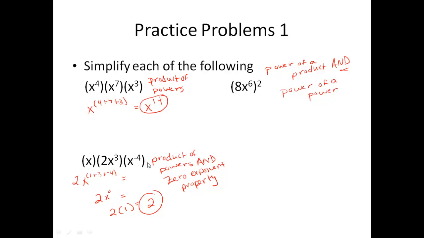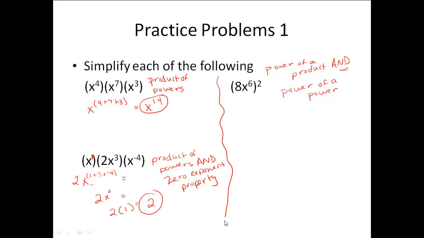The one down below actually ends up combining 2 of them. It's the product of powers, and then we'll use the zeroth exponent property. Now if you look at our product of powers, one thing that you have to understand is in this first x, even though you can't see an exponent there, there's a 1 there. Because if I didn't have anything, I wouldn't have that x. So I've got 1x there, 3 of them here, and negative 4 of them here. Well, when I apply my product of powers rule, 1 plus 3 plus negative 4 gives me 0. So I end up with 2x to the 0. Well, the zero exponent property tells me that anything raised to the 0 is 1, so I get 2 times 1, which gives me just a 2.